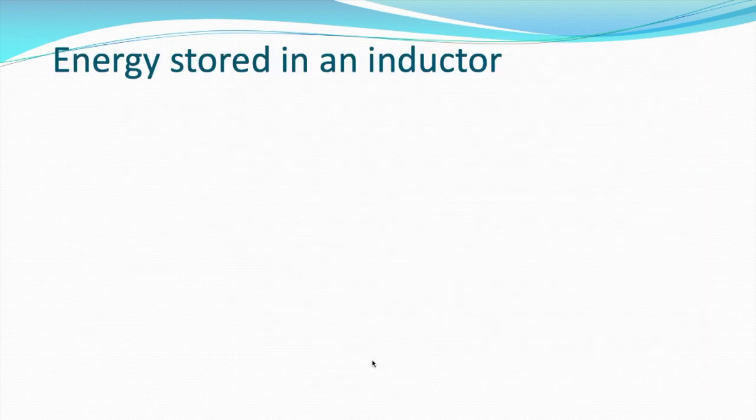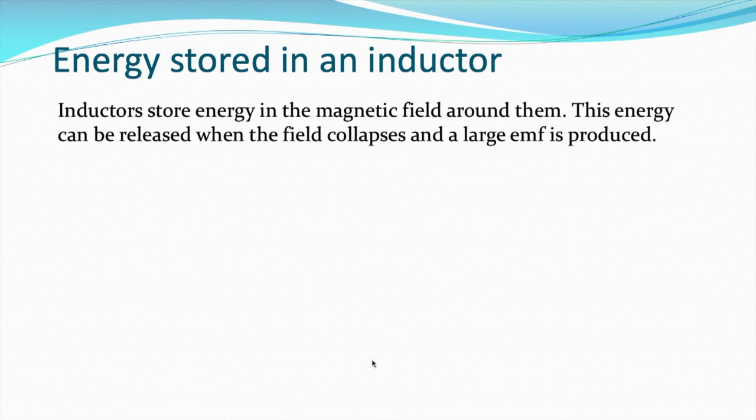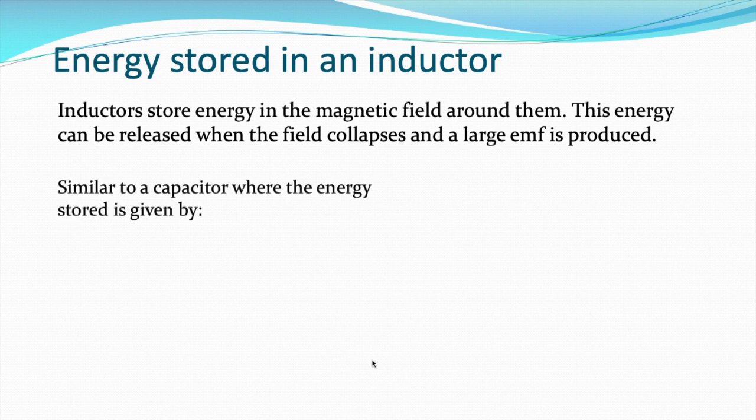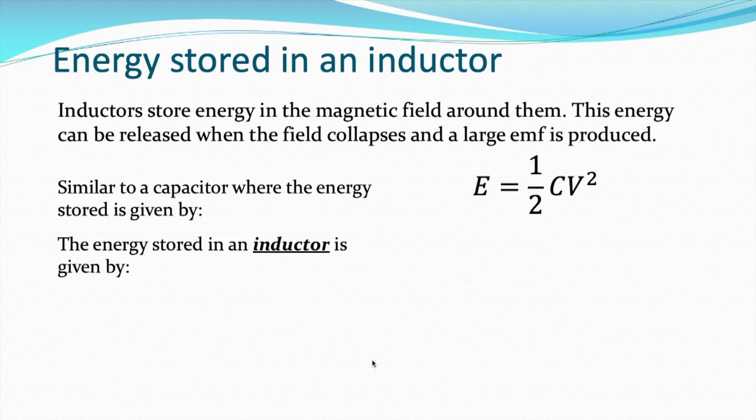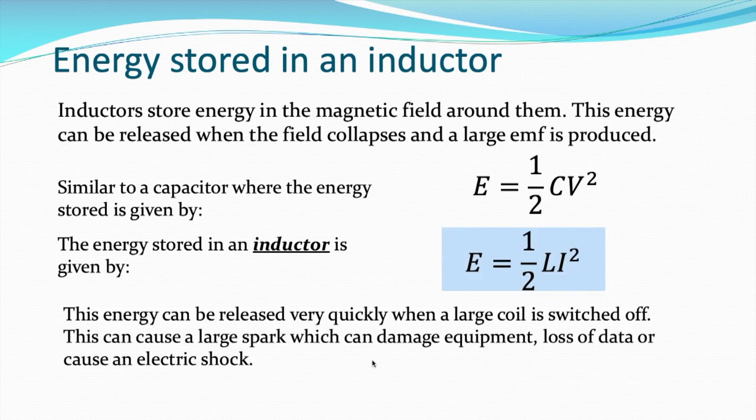Energy stored in an inductor. Well, the energy stored in an inductor is stored in the magnetic field around the inductor. And that energy can be released when the field collapses and you get a large EMF produced. So similar to capacitors, where the energy stored was given by a half CV squared, the energy stored in an inductor is given by a half LI squared. And that's on your relationship sheet.